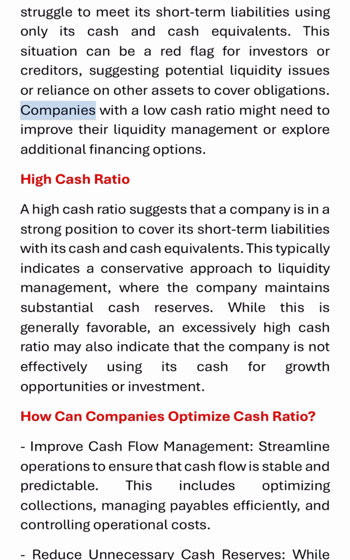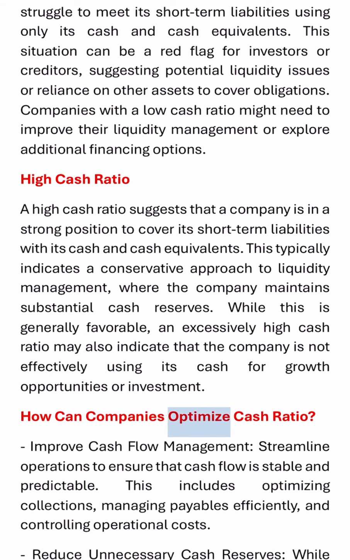High cash ratio. A high cash ratio suggests that a company is in a strong position to cover its short-term liabilities with its cash and cash equivalents. This typically indicates a conservative approach to liquidity management, where the company maintains substantial cash reserves. While this is generally favorable, an excessively high cash ratio may also indicate that the company is not effectively using its cash for growth opportunities or investment.